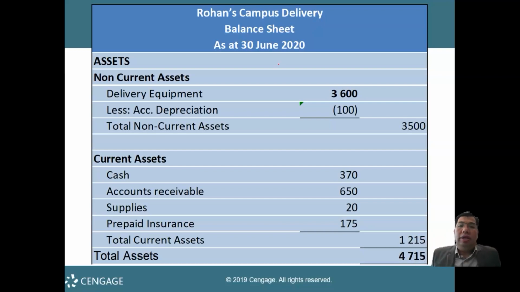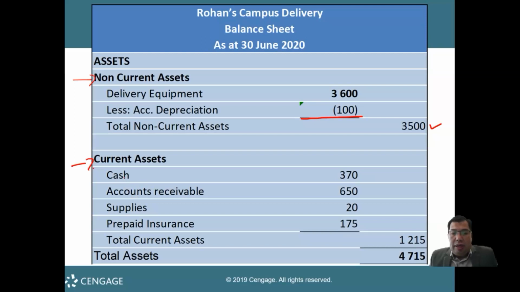So for this company, Rohan Campus Delivery Limited, we have assets, and I'm going to put the first category as non-current asset, the second category as current assets. You total up this line, put it on this line, and then you put the subtitle here, total non-current asset. The value is 3,500.